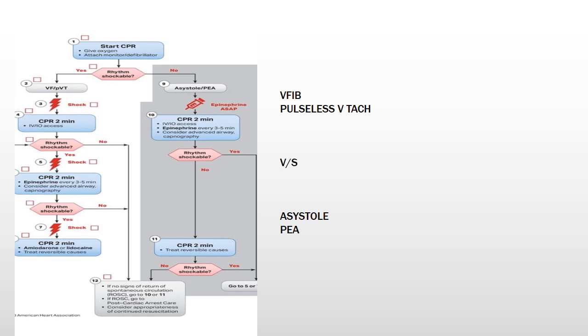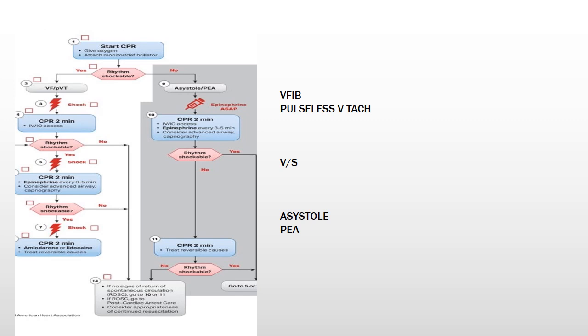If the pulse is absent and the rhythm is shockable, then you will again give a shock, and after the 3rd shock you will give amiodarone or lidocaine, and you will resume 2 minutes of CPR. If again it's a shockable rhythm, then you will repeat the procedure from here. You will give shock, you will give epinephrine, then you will give shock, then you will give amiodarone, then again shock, then epinephrine, then again shock, then amiodarone, until you achieve ROSC.